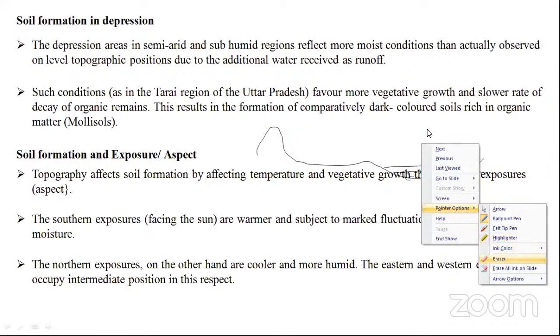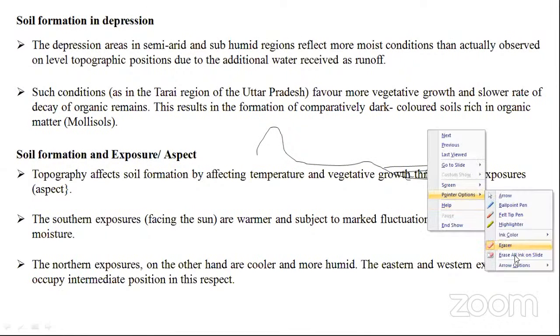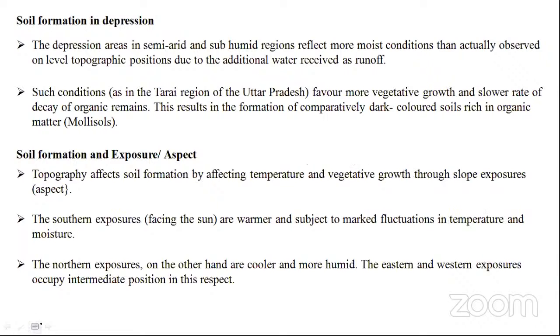Regarding soil depression and soil exposure and aspects, exposure mostly relates to temperature, vegetation growth, and slope exposures. Also, soils facing sunny and warming areas have fluctuating temperatures. If the temperature is very high, definitely microbial activity is more and decomposition is more. Mostly northern exposures are cooler, and on the other hand, east and western exposures are humid and intermediately positioned aspects.